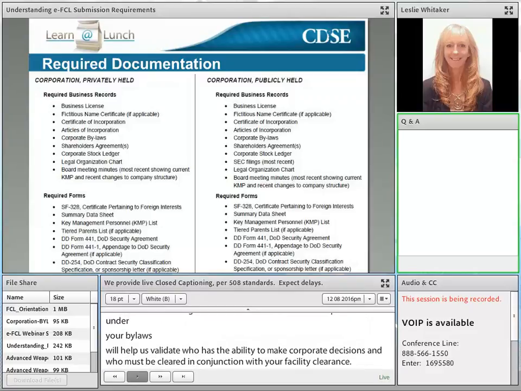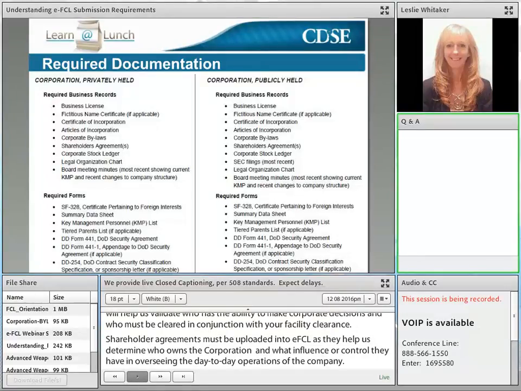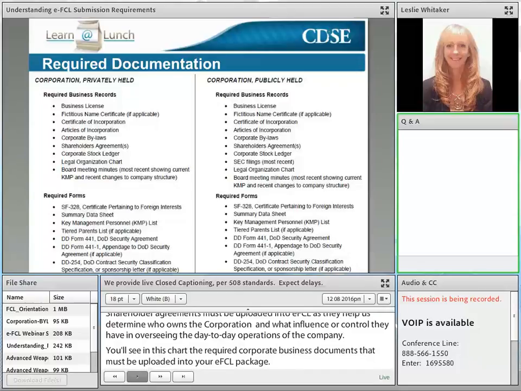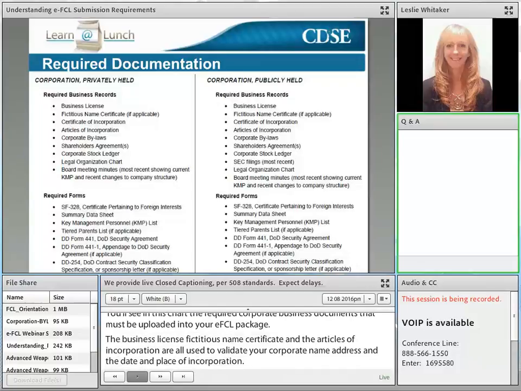So you'll see in this chart the required corporate business documents that must be uploaded into your eFCL package. The business license, fictitious name certificate, and the Articles of Incorporation are all used to validate your corporate name, address, and the date and place of incorporation. The name and address on the uploaded security agreement, again the DD 441, as well as the certificate pertaining to foreign interest, the SF 328, both must match the information contained in the Articles of Incorporation.